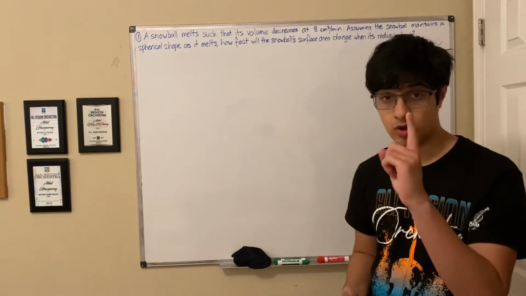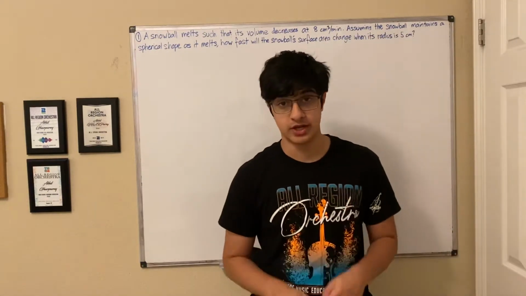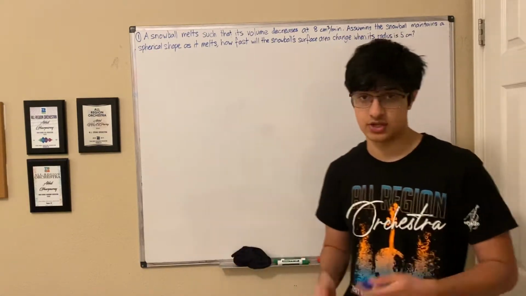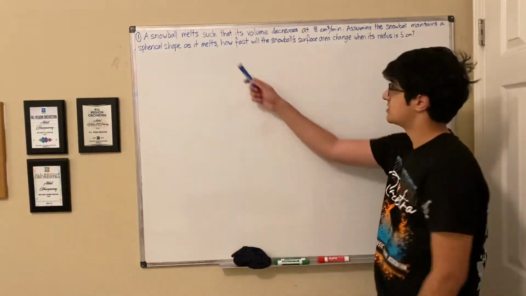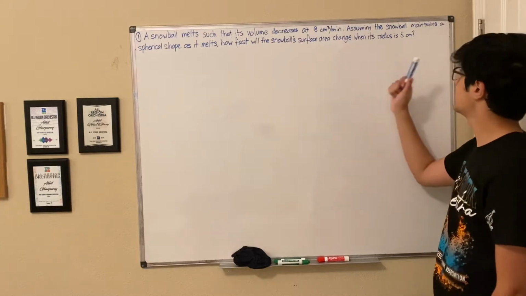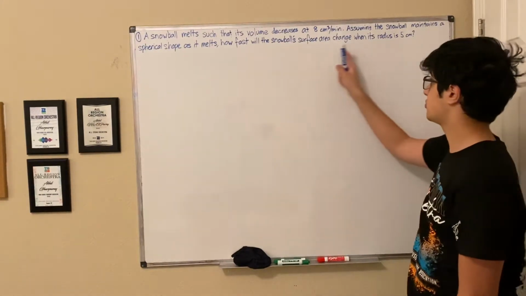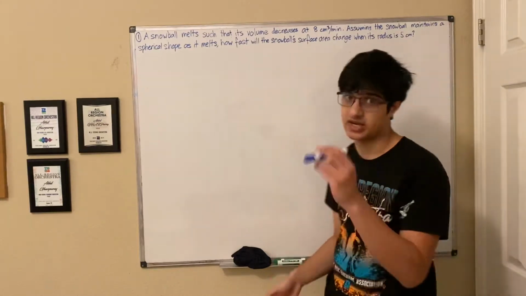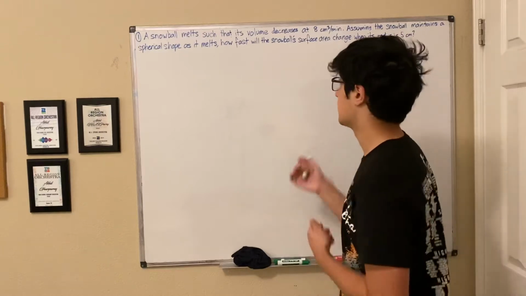This is part one, or problem one, in a series where I talk about related rates problems and how to solve them. So, part one. A snowball melts such that its volume decreases at 8 cubic centimeters per minute. Assuming the snowball maintains a spherical shape as it melts, how fast will the snowball's surface area change when its radius is 5 centimeters? Now, let's go ahead and translate this problem a little bit.